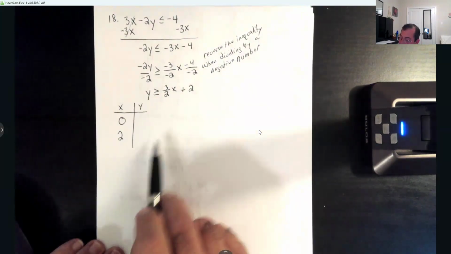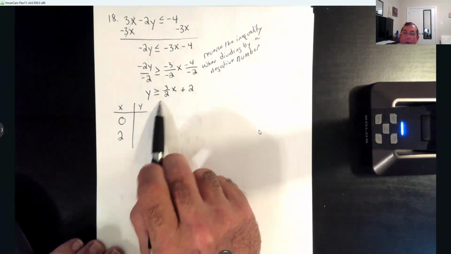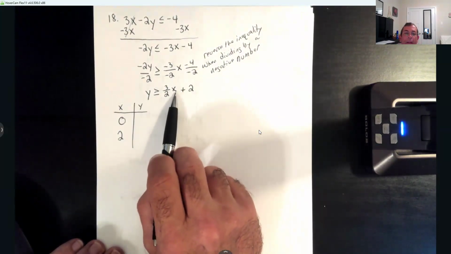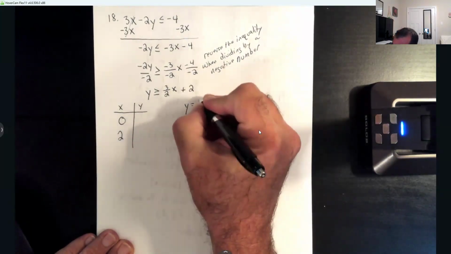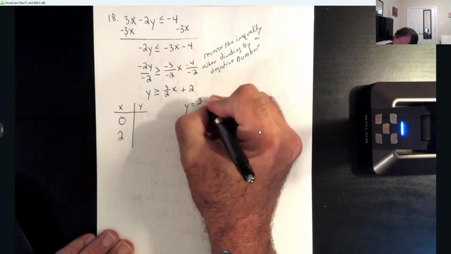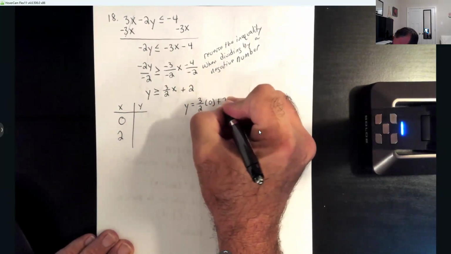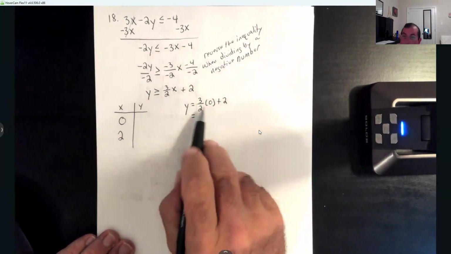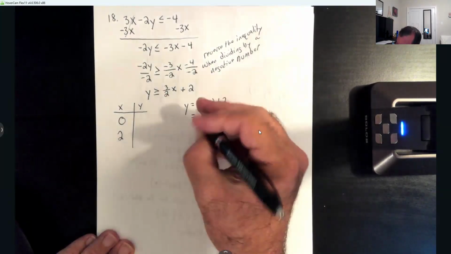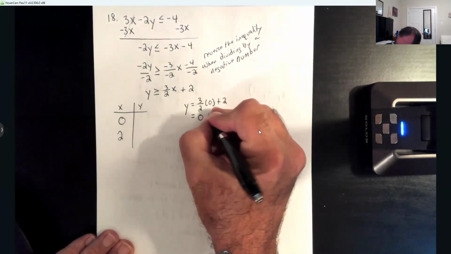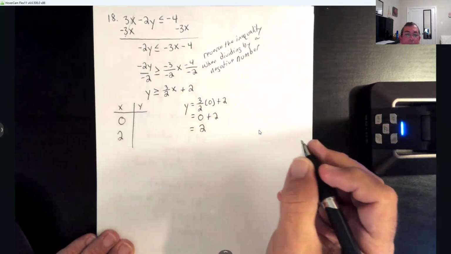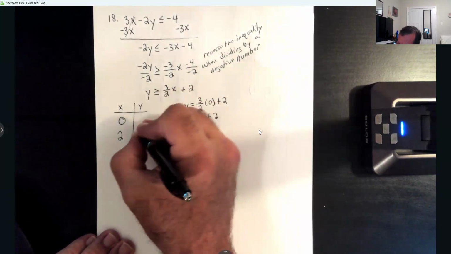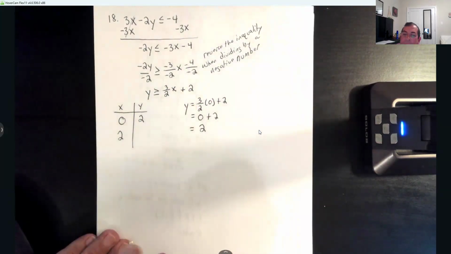Now, if I'm going to pick two numbers, I'd probably pick a 0 and then a 2 to cancel the fraction. So if you put a 0 in, well, 3/2 times 0 is 0. So that gives me 0 plus 2, which equals 2. So when x is 0, y is 2.